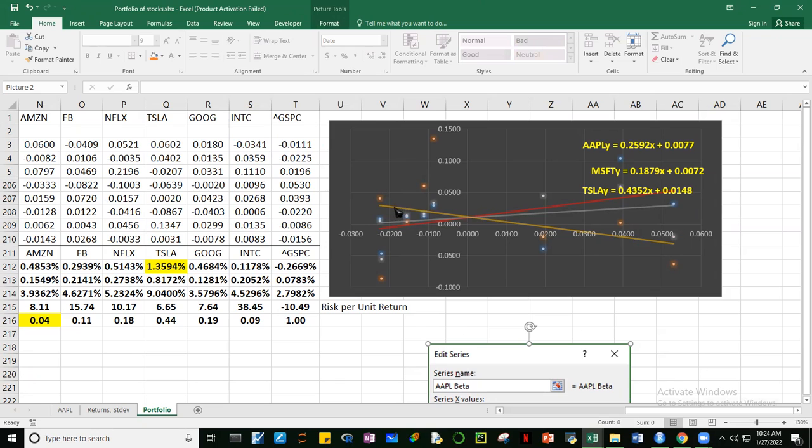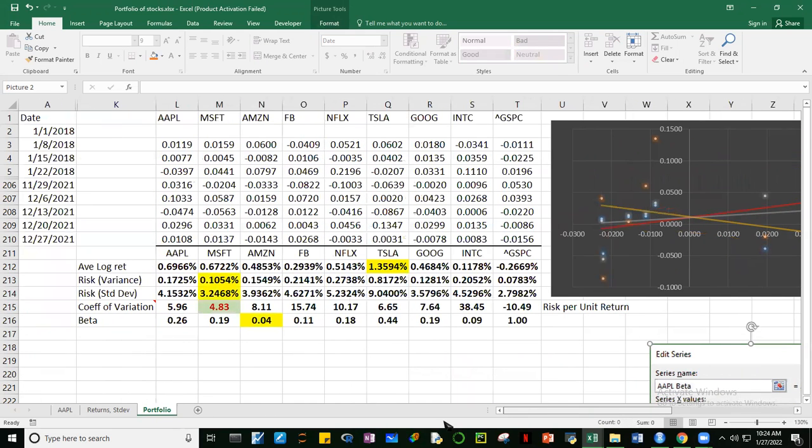Okay, in fact, naging negative na tong sino ba to? Si Tesla. Naging negative na siya. Pababa na yung slope niya. Okay, so that's a lesson for us when we plot. Hindi natin pwedeng i-hide yung columns.